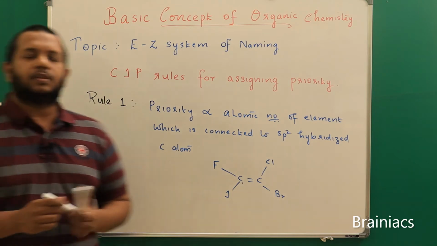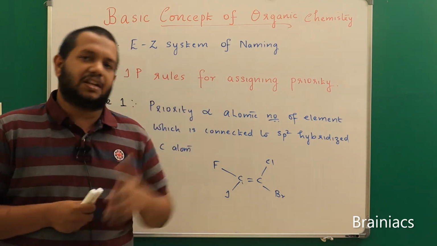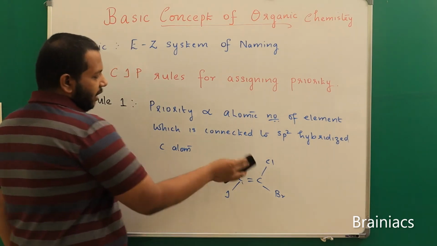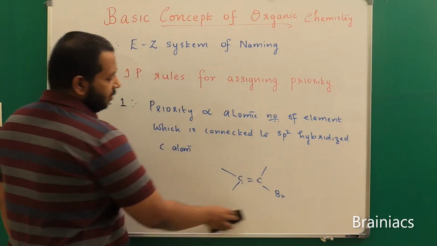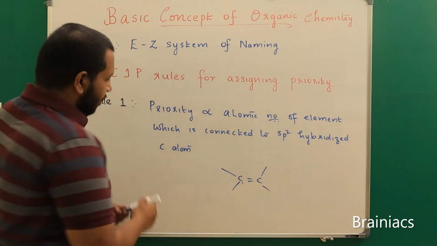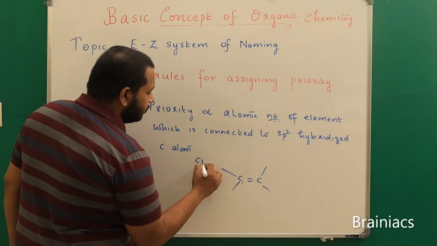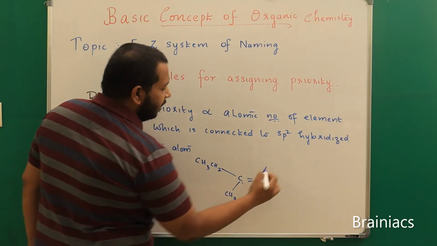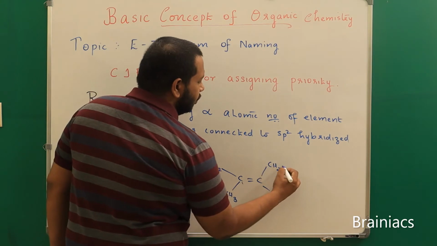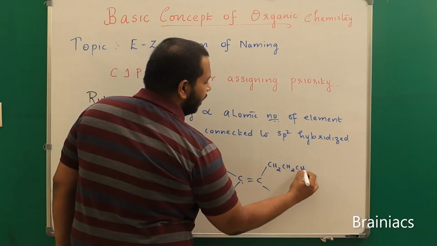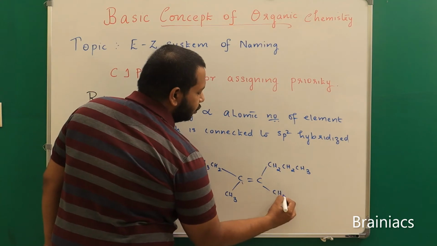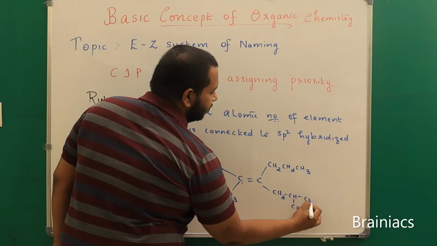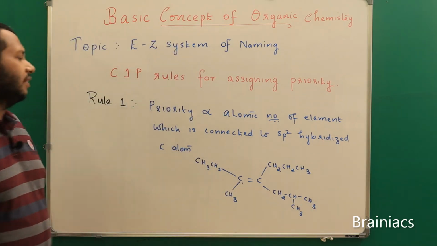Now can you think of a situation when this rule 1 can actually fail? Suppose you can assume a situation where I am connecting, instead of here, just here, CH3, CH2. Here I am connecting CH3. Here I am connecting CH2, CH2, CH3, and here I am connecting CH2, CH, CH3 and CH3. Suppose this is the way I am connected.